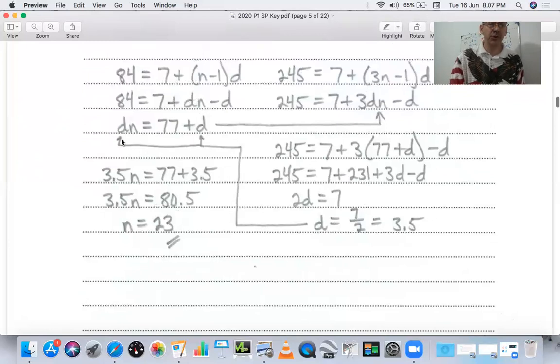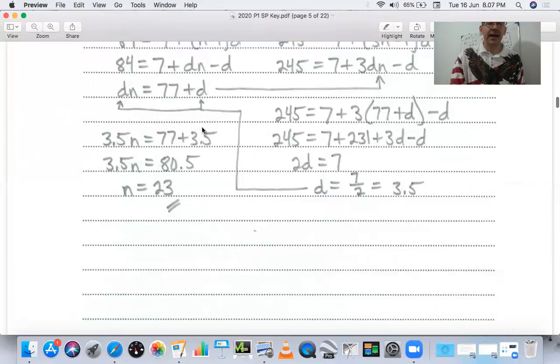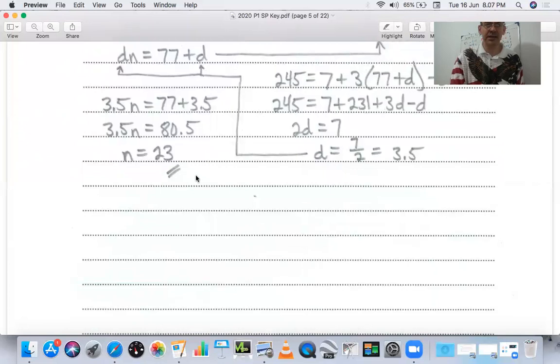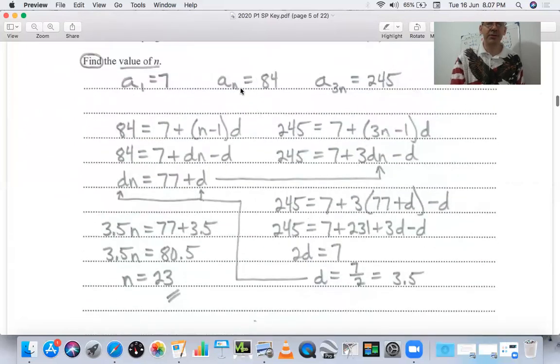Plug it back into our d's of this equation. So that gives us 3.5n equals 77 plus 3.5. And combine those two, you get 80.5, divide by 3.5, n equals 23. So this would be the 23rd term, and this one would be the 69th term.